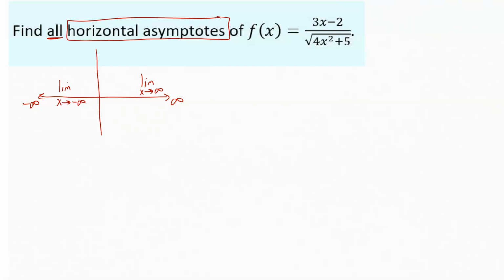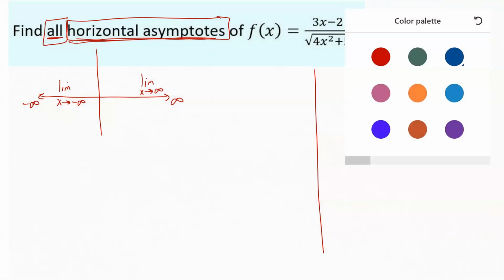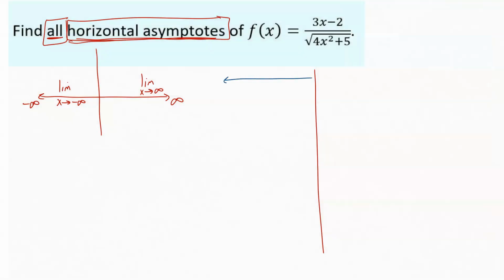So when they're not giving you a specific limit to follow and they're only asking you to find all the horizontal asymptotes, then you need to know that this problem is going to get broken up into two directions every single time. So what you're going to want to do is take this on in two separate problems. The first will be the limit as x is headed to negative infinity.